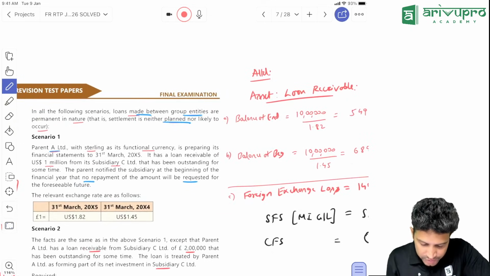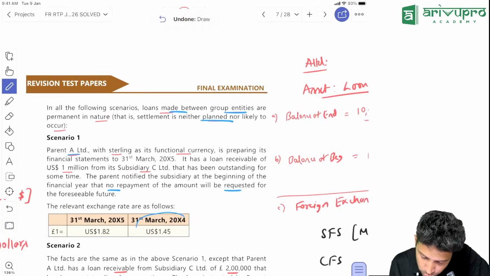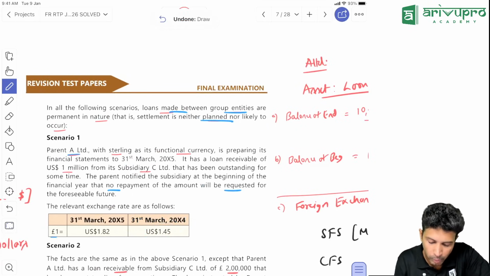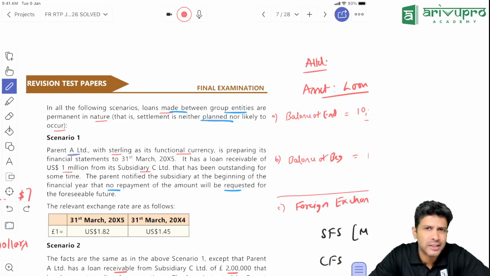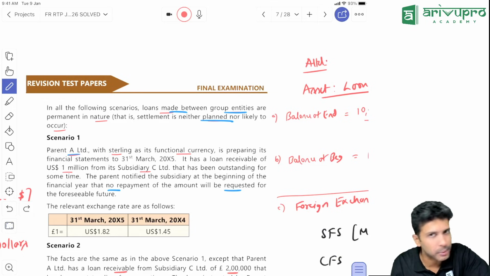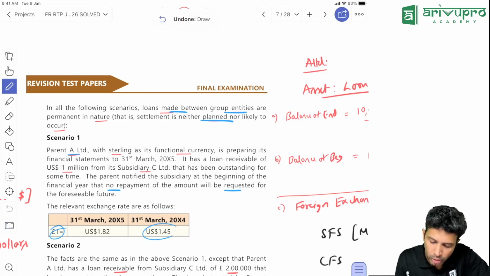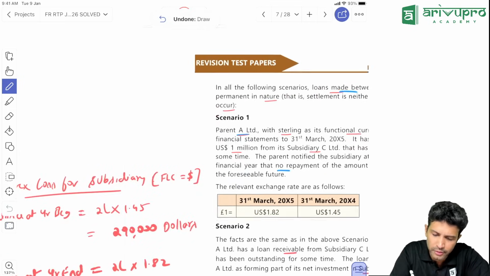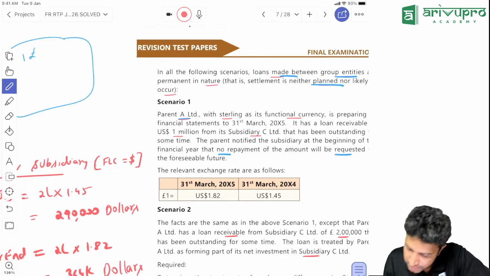Okay. Now they have given 2 years of data. Currently we are on 31st March 20x5. On 31st March 20x4, this loan was converted at £1 is equal to $1.45. This was the closing rate of last year. Every reporting period, monetary items should be restated using the closing rate. So last year when you prepared the balance sheet, you converted this loan using this rate. £1 is equal to $1.45. If you're confused about multiplication or division, put up this X. £1 is equal to $1.45.